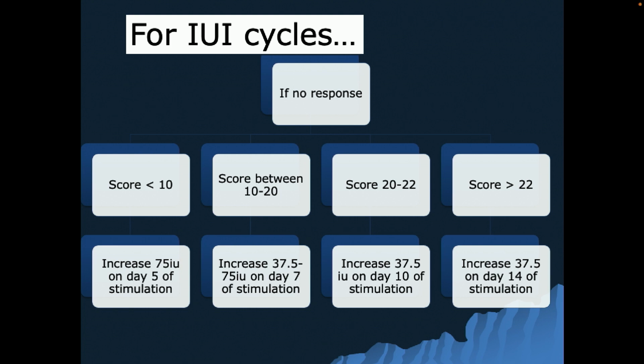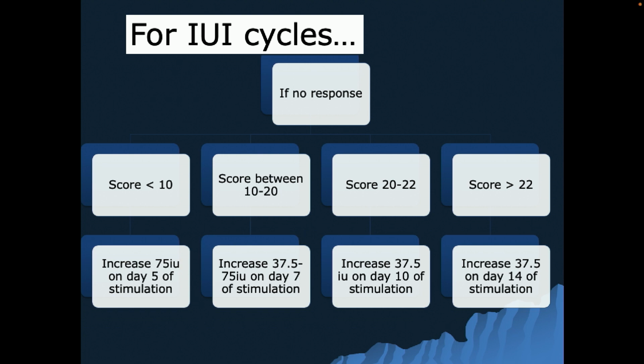If the total score is more than 20, 20 to 22, which means it is a PCO patient, you don't want to go for a hyperstimulation. So you see them on day 5, but you don't increase the dose. You call them after another 5 days with the same dose. When they come on day 10 of stimulation, when I say stimulation, it is gonadotrophin stimulation, even then if there is no response, that is when you would add only 37.5.